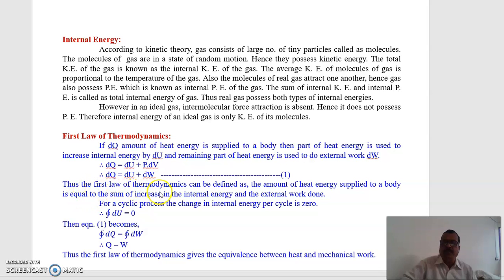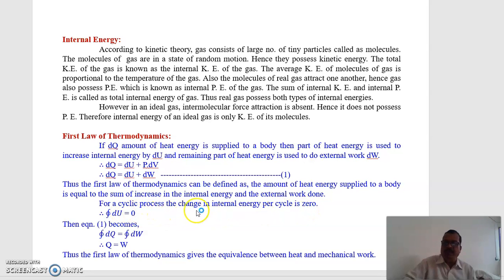Thus, the first law of thermodynamics can be defined as: the amount of heat supplied to a body is equal to the sum of increase in the internal energy and the external work done, dW.